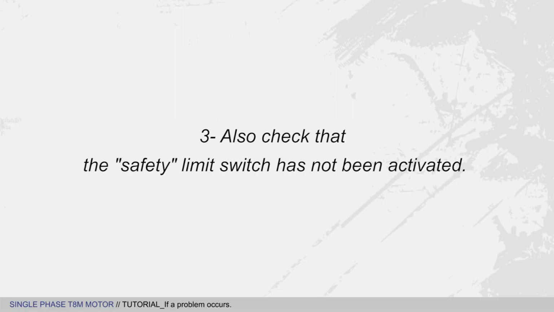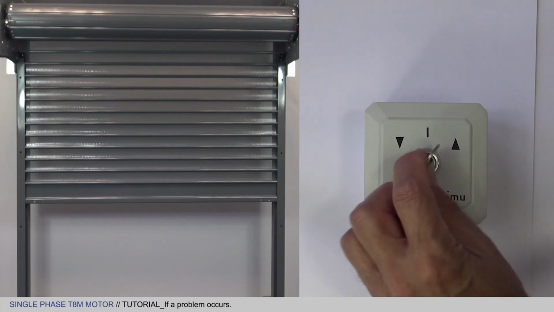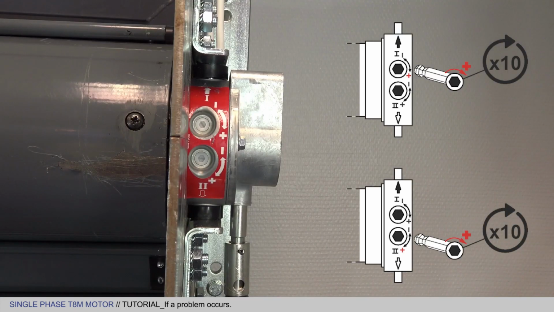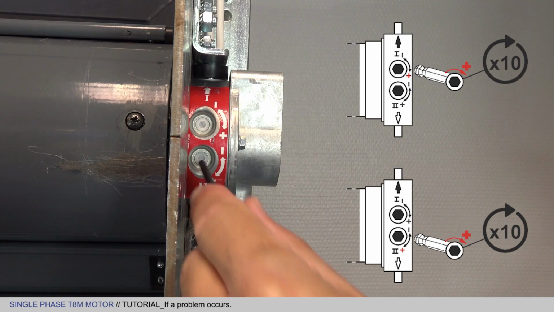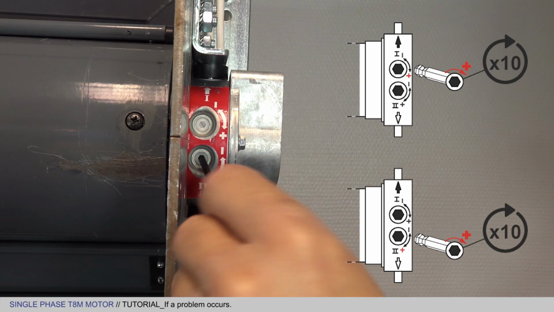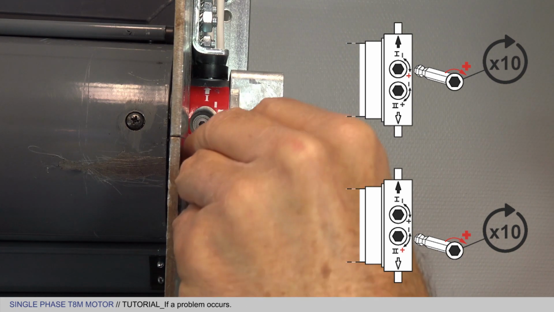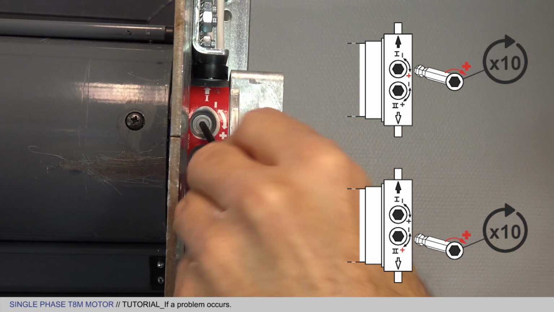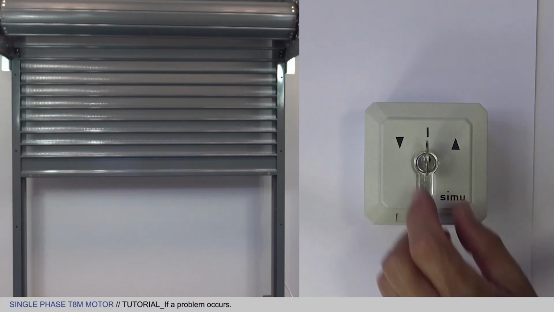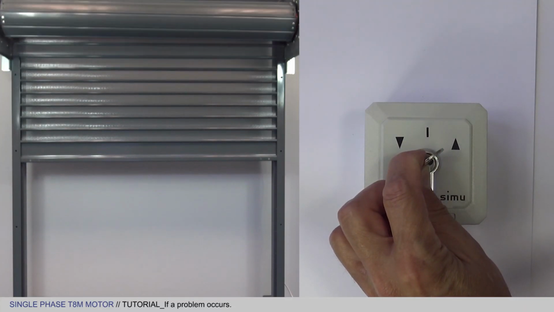Also check that the safety limit switch has not been activated. It may have been activated and be preventing the motor from operating. If your motor does not react to the command and has a safety limit switch, this safety switch may have been activated. Turn each limit switch setting wheel in the plus direction 10 times to disengage from the safety limit switch as much as possible. Now check whether your motor is operating again.